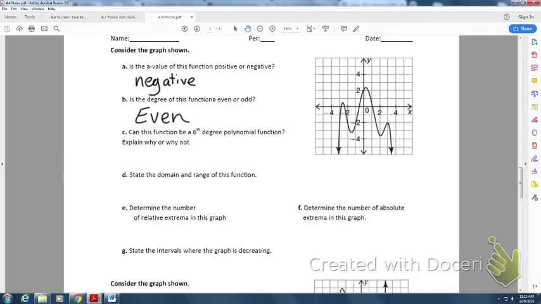Alright, so I can look at this two different ways, because I look at my x-intercepts. I've got 1, 2, 3, 4. As long as it's 6 or less, it could be a sixth degree polynomial. So I would write yes. One explanation can be that there is less than 6 x-intercepts.